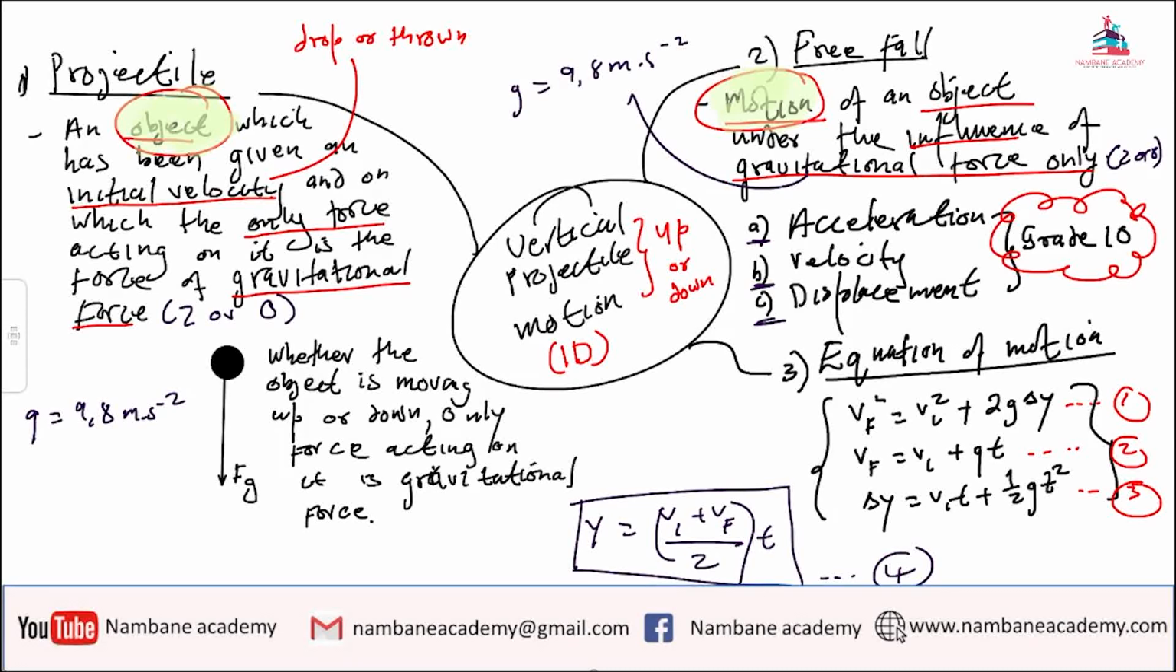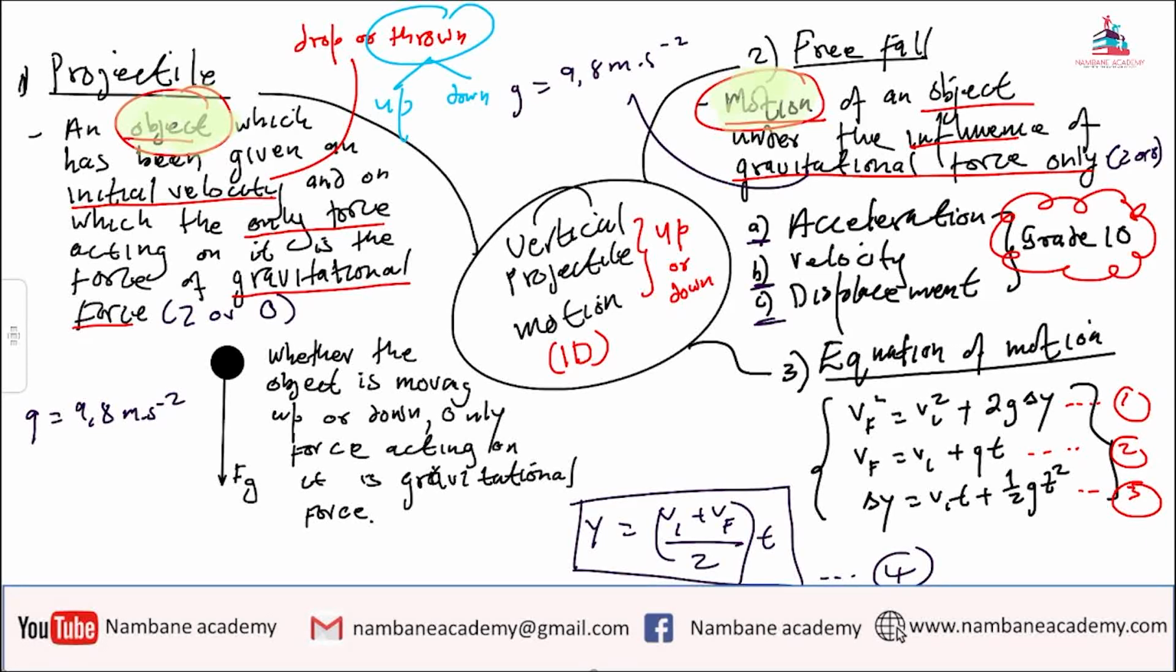But this object has been given an initial velocity. It's either we drop or we throw. Remember, if we drop, it will go down. If we throw, then we decide whether I am going to throw it up or down. That is an important question that one must ask themselves. I'm going to throw it, yes, but am I throwing it up or am I throwing it down? What will happen in that regard?